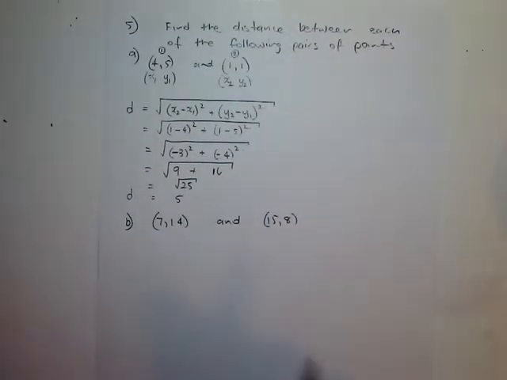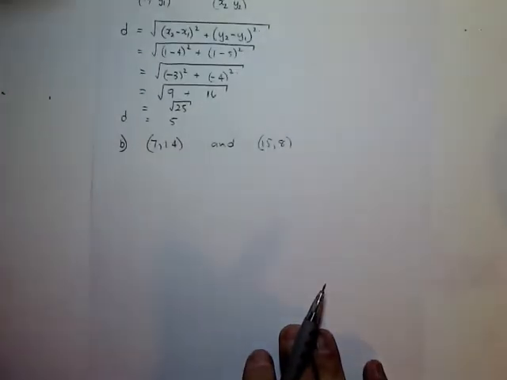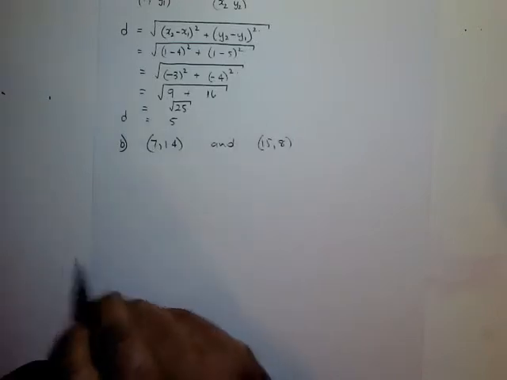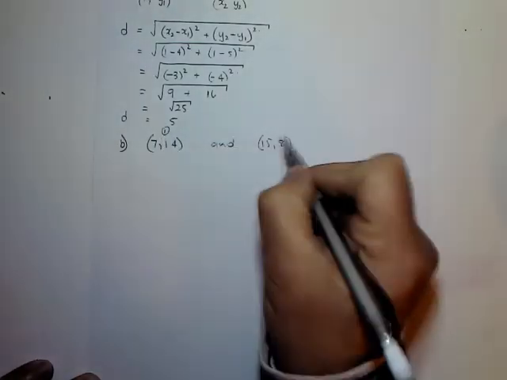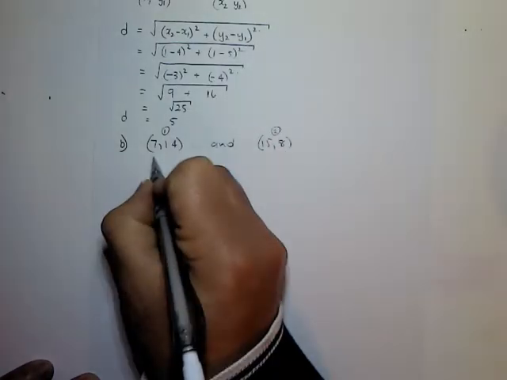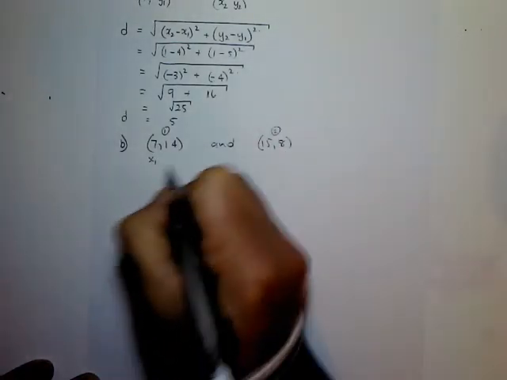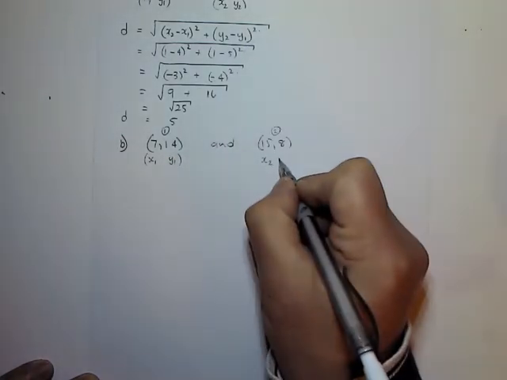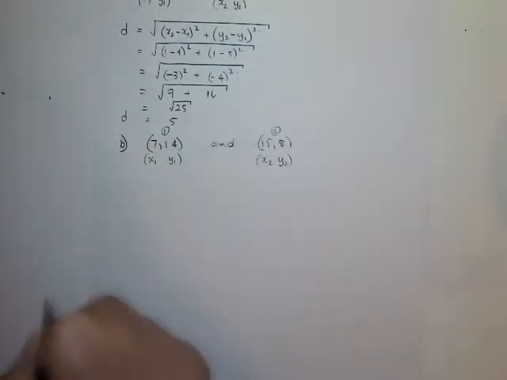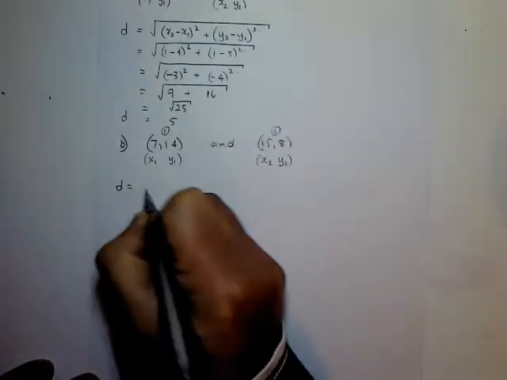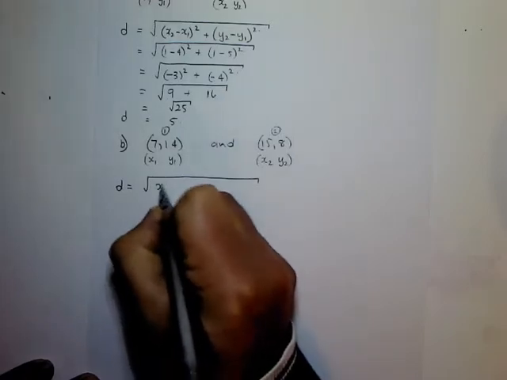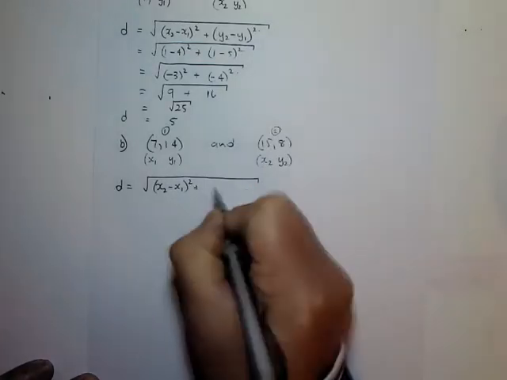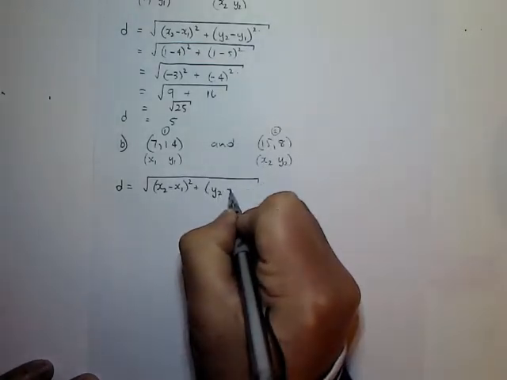Okay, part B. Let's find the distance between those 2 points. I'm going to call this one point 1, call this one point 2. So this is the x value of point 1, the y value of point 1, the x value of point 2, the y value of point 2. Using the distance formula again, it's the square root of the difference in the x's, all squared, plus the difference in the y's, all squared.